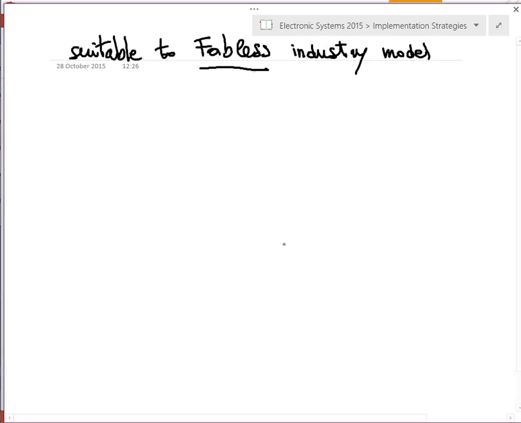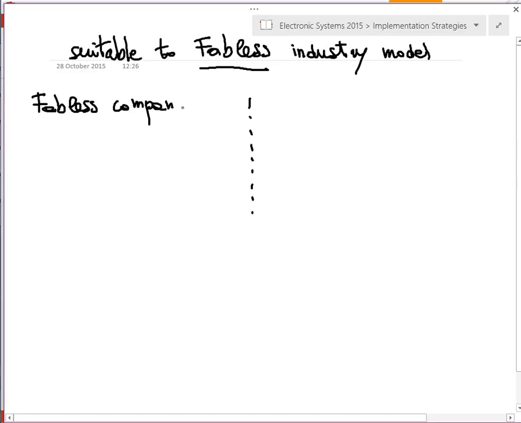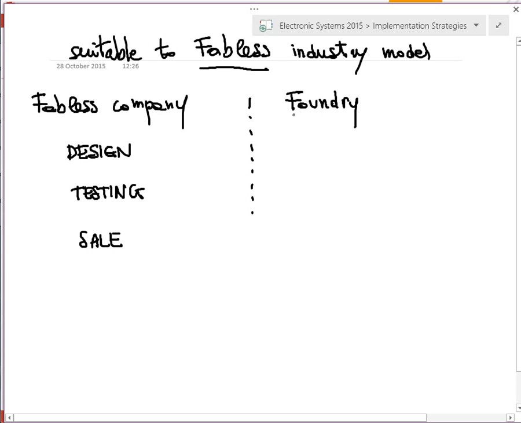So you have this division of the work. You have a fabless company that does the design part, typically the testing part, and the sale. And then you have a foundry that makes the CMOS fabrication.